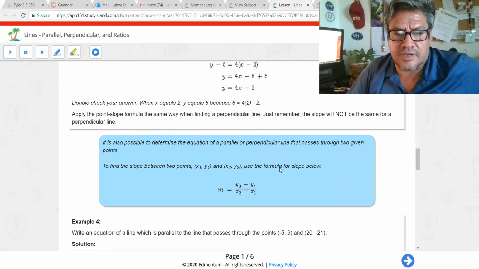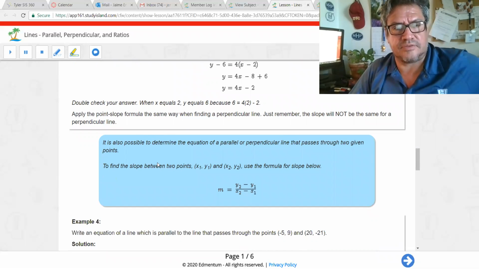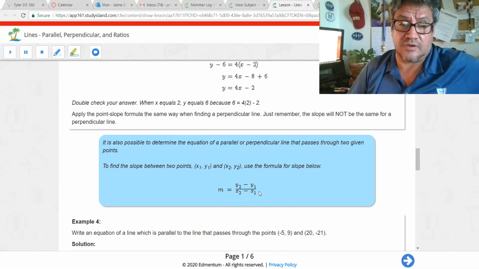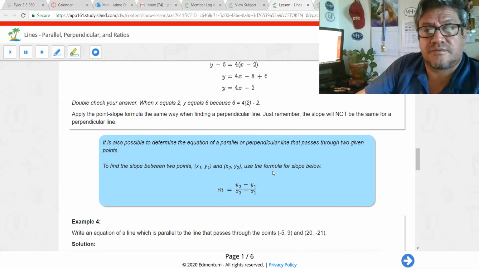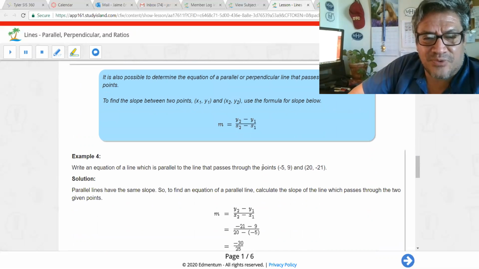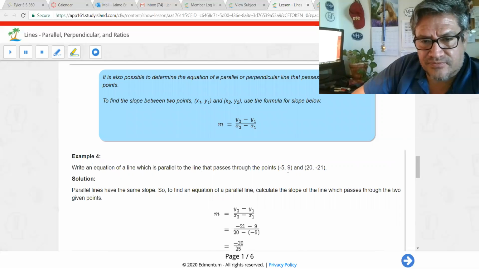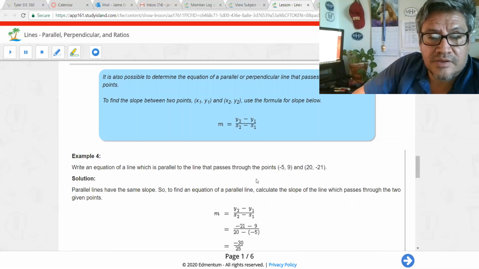All right, let's take a look at the next example here. Here they write the slope formula, which is basically the point slope formula. But now what they're doing is m equals y2 minus y1 over x2 minus x1. This is something you should know in your sleep at this time. Let's look at example number 4: write an equation of a line which is parallel to the line that passes through points negative 5, 9, and 20, negative 21.